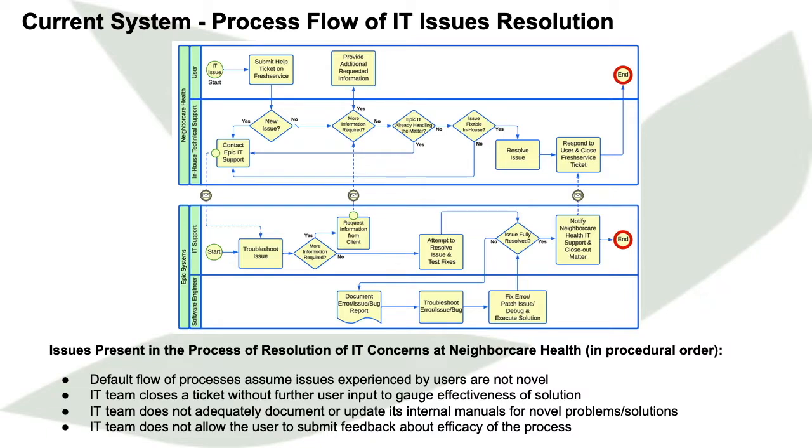Thank you, Summer. This is another process flow diagram that presents the process of resolution of IT concerns at NeighborCare Health. The most vital issues include the fact that NeighborCare Health's default flow processes assume that issues experienced by the users aren't new, so they're internally processed for a long period of time, and its IT team closes out tickets without further user input and gauging the effectiveness of the solution. Finally, it doesn't adequately document or update its internal documents, and it doesn't allow users to submit feedback about the efficacy of the process for further improvements. I'll pass it back over to Thomas.